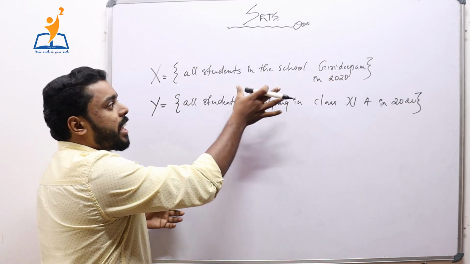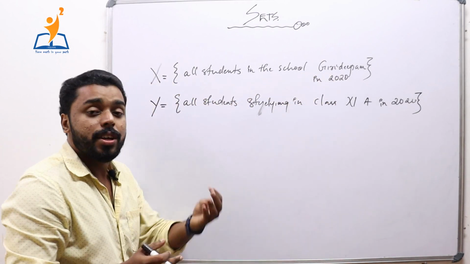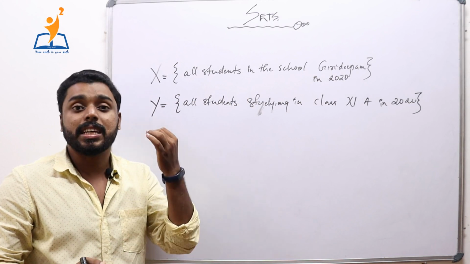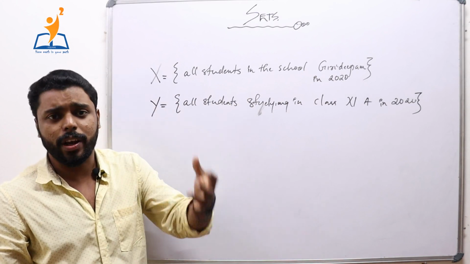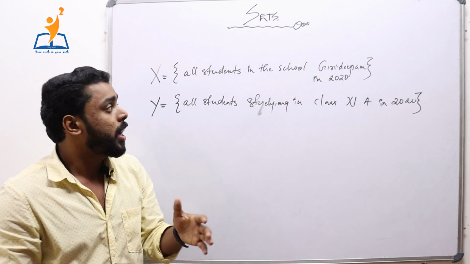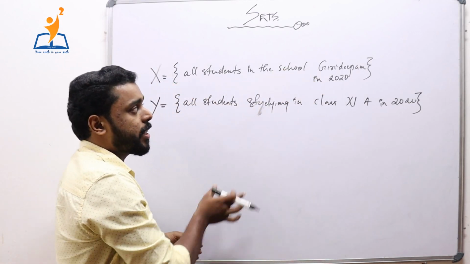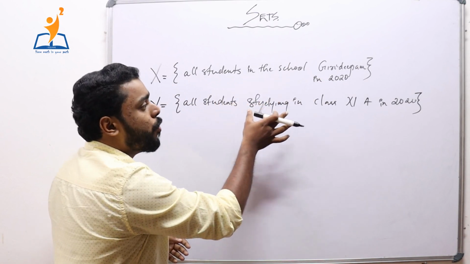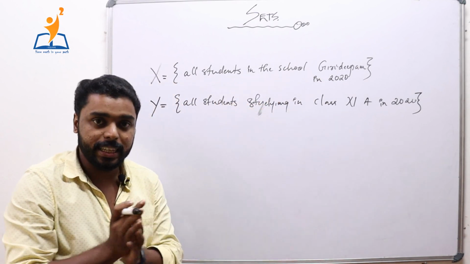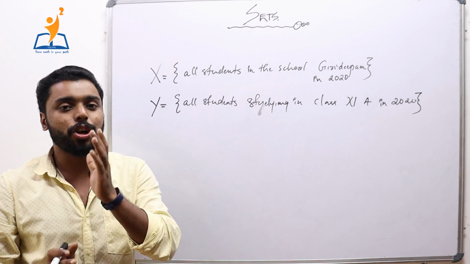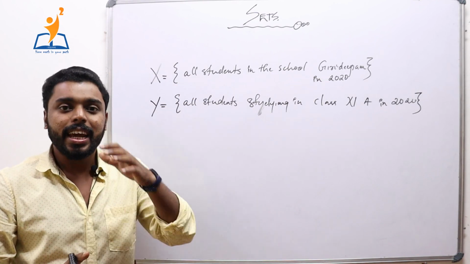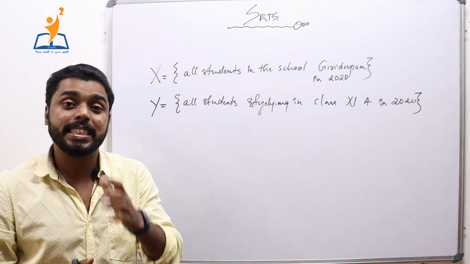Let it be there. On the contrary, see, all students studying in the school Giridipam. So here we can have students in class 11A, students in class 11B, students in the special batch, and students in 12A, 12B, etc. So all the elements in this set need not be in this set, right? A student in class 12A does not fall in the set Y, isn't it? So we can notate these two facts in a special way using sets.